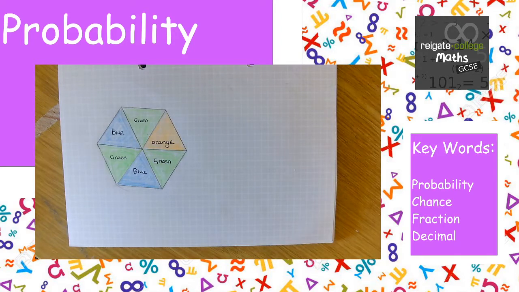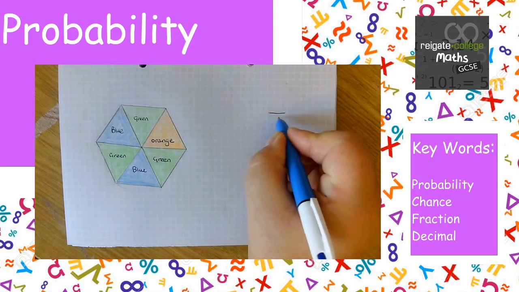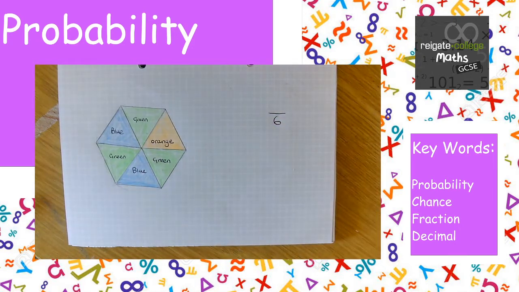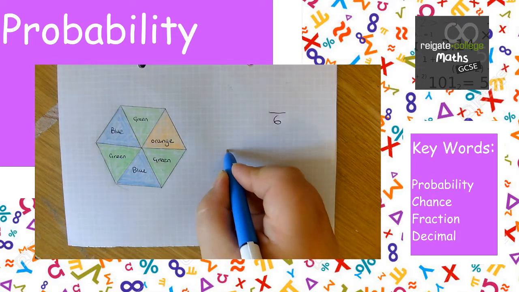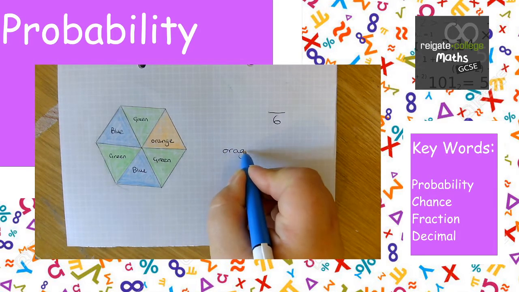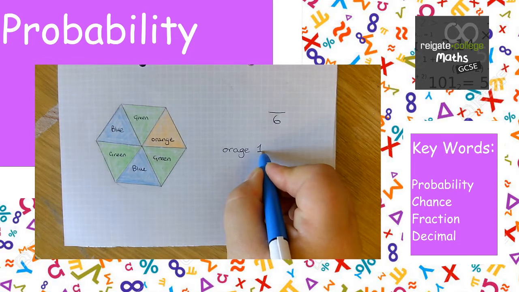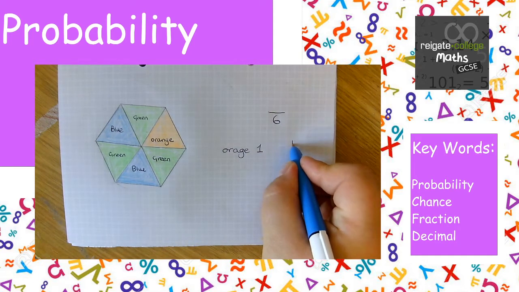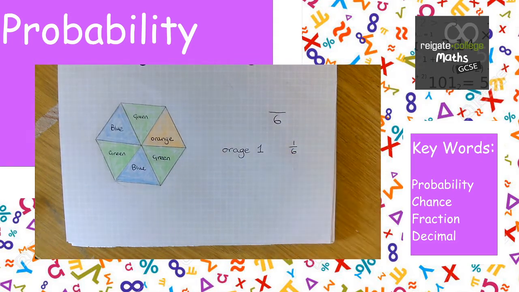Probability is always written as a fraction or a decimal. With regard to my six-sided spinner here, I'm going to look at the probabilities of landing on the different colour options. Because I have a six-sided spinner, my probability is always going to be out of 6. There are 6 chances when I spin the spinner. If I spin an orange colour, because there's only 1, I would have a probability of a 1 in 6 chance of orange coming up.